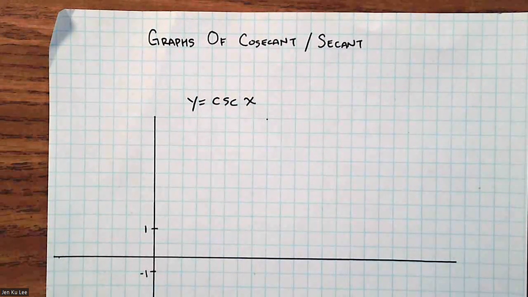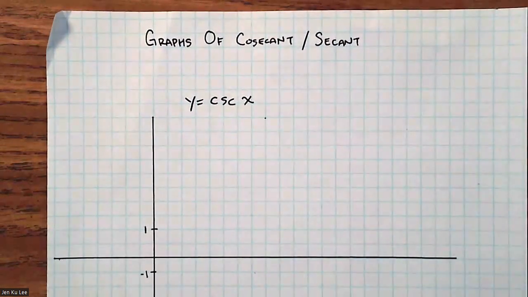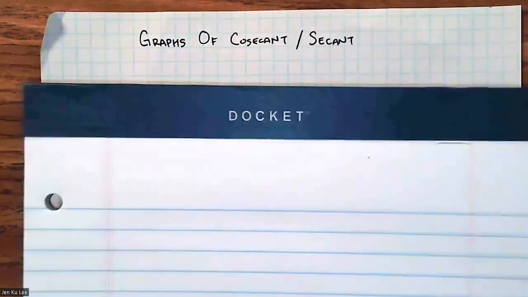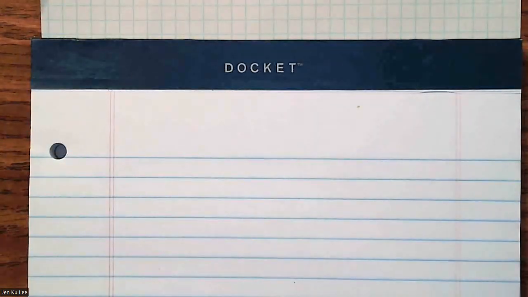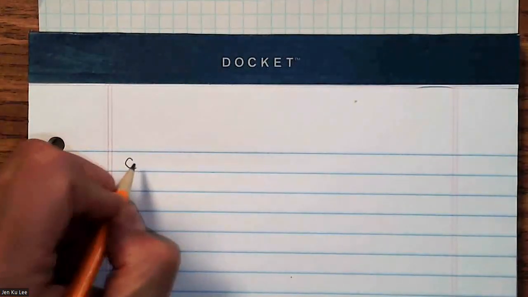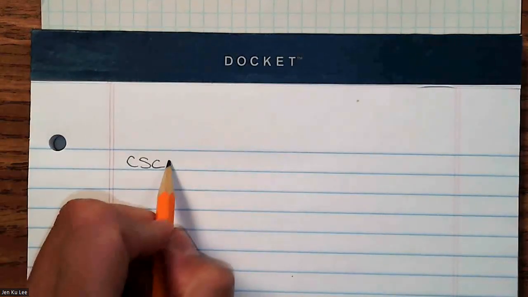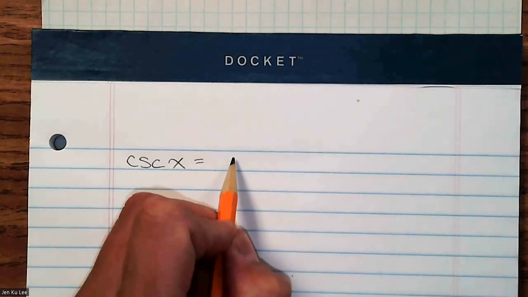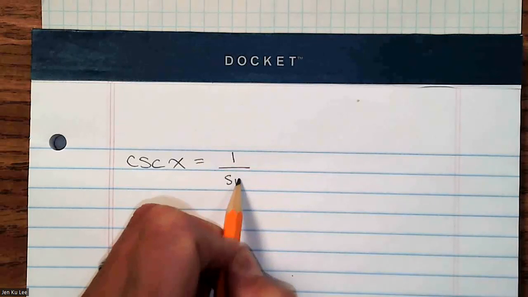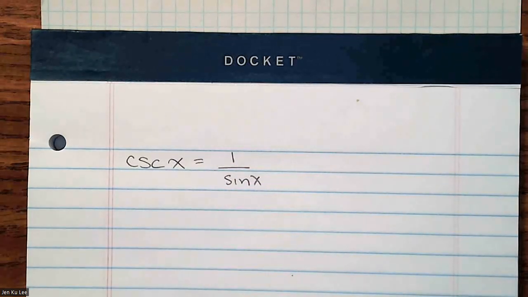Before we go ahead and graph it like we do with sine, cosine, and tangent and cotangent, what I wanted to do is review what cosecant is. What do you guys know about cosecant? It's the reciprocal of sine, right? So it's 1 over sine, correct? Yeah.